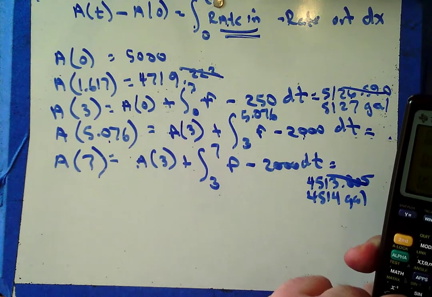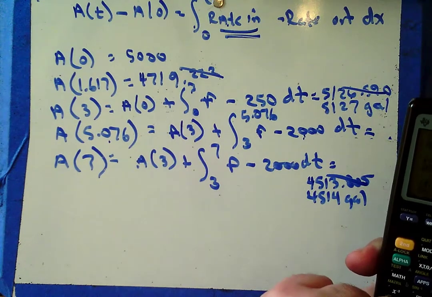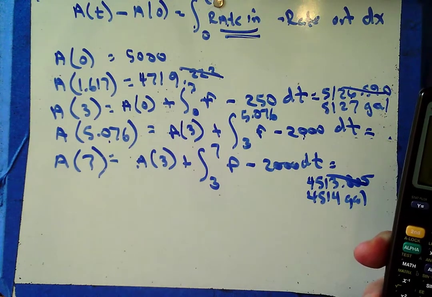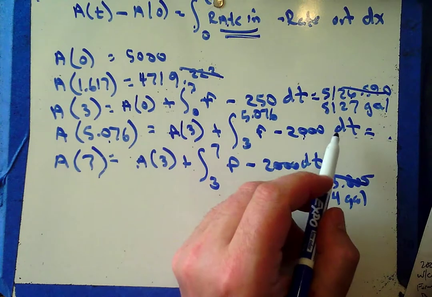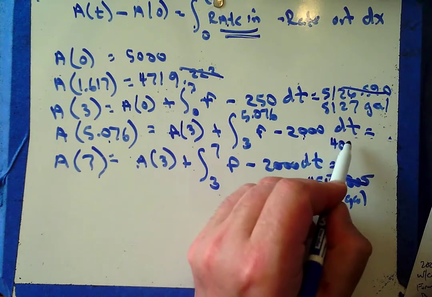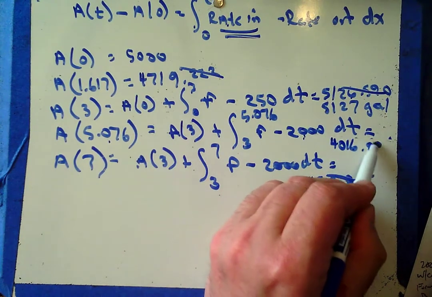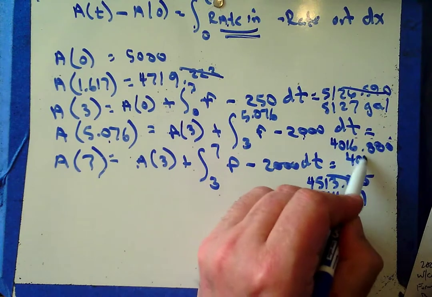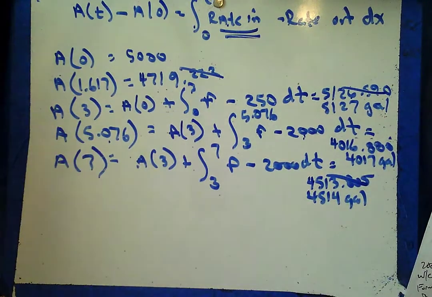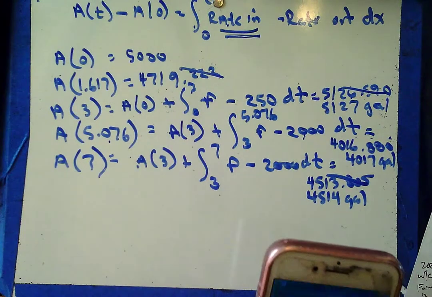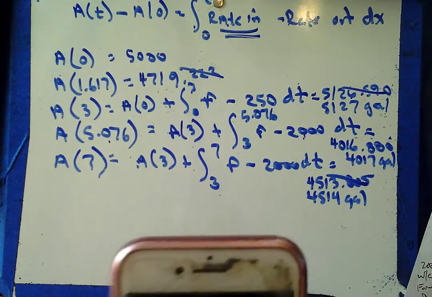Let's edit this once more. 5.076, and we're adding the amount at 3. Good. And this comes back as 4016.880 or 4017 gallons. Okay, so that's my gallons, and then what about my max?